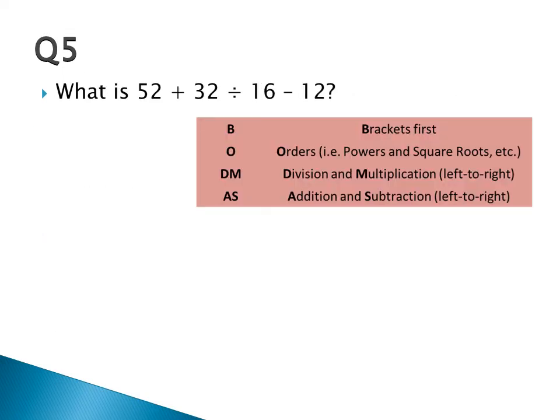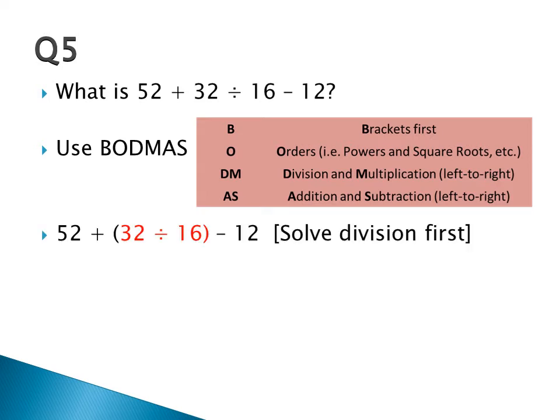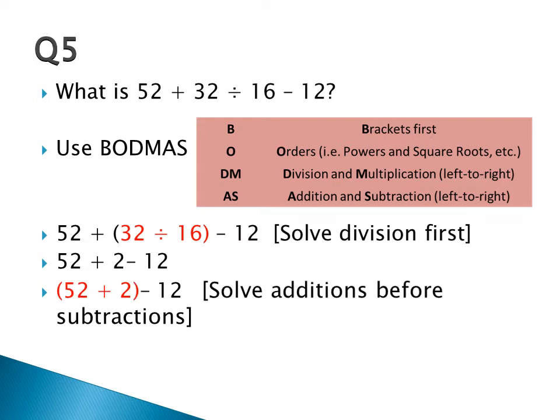Moving on to the next question, it says, what is 32 plus 32 divided by 16 minus 12 equal to? So in these types of questions, use BODMAS. So using BODMAS, first of all, we're going to solve division because division comes before multiplication, addition and subtraction. So 32 divided by 16 gives us 2. After division, we go on to solve addition and then subtraction. So adding 52 and 2 gives us 54. So in the last, we go for subtraction. So 54 take away 12 gives us 42. So the answer in this case is 42.